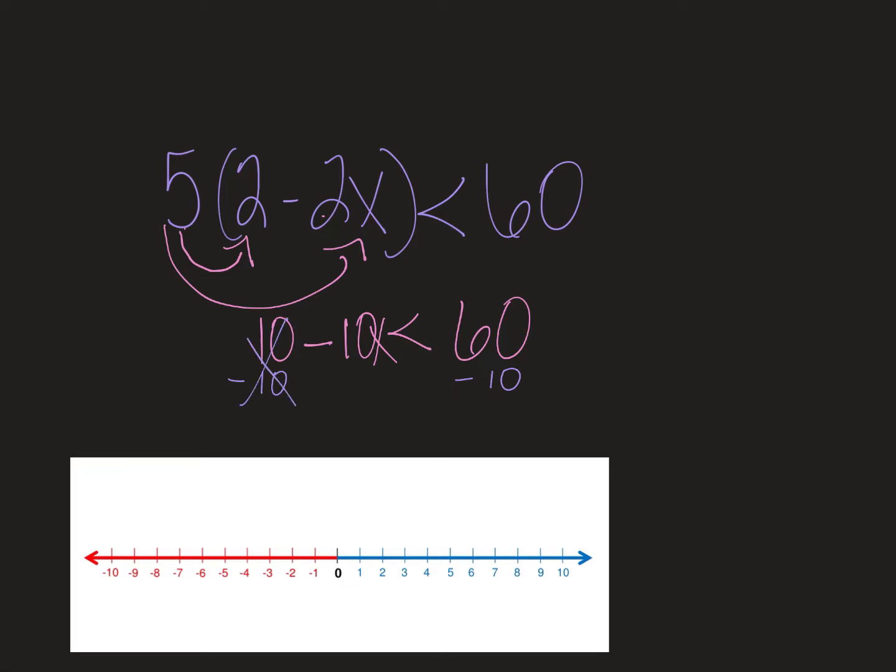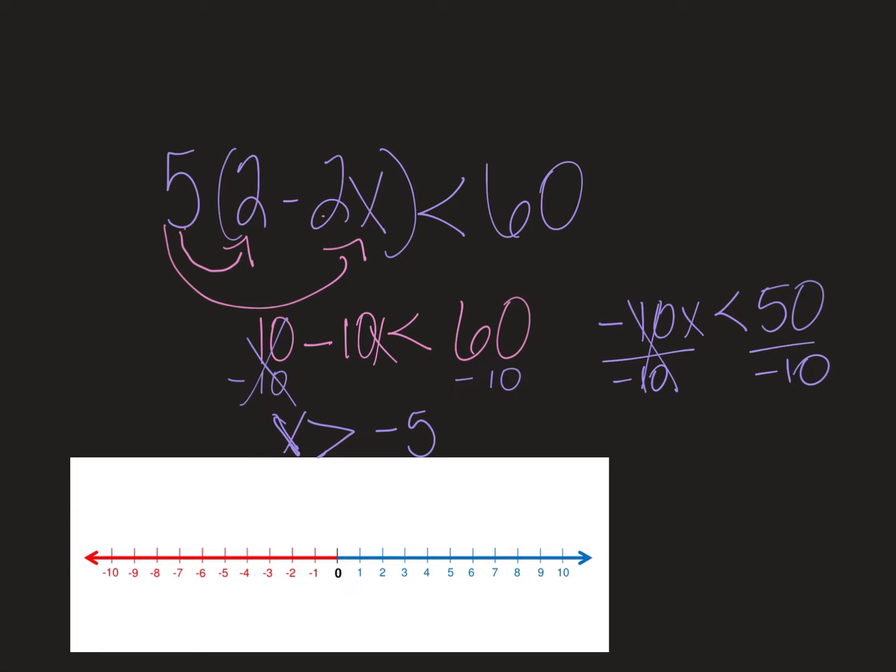When you do that, you're going to get negative 10x is less than 50. Then you divide them both by 10. By 10 or negative 10? Negative 10. So when we do that, we are going to flip the sign, which is going to give us x is not going to be less than now. It's going to be greater than negative 5.